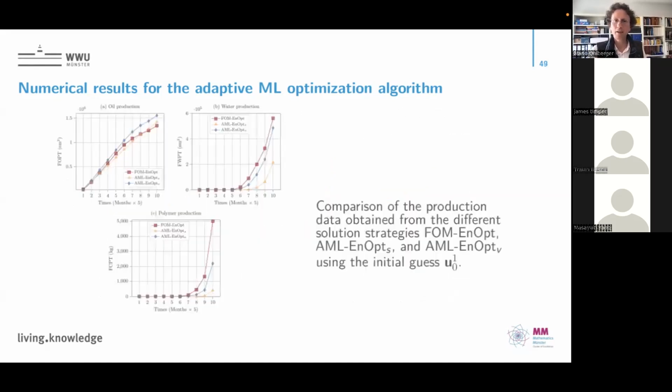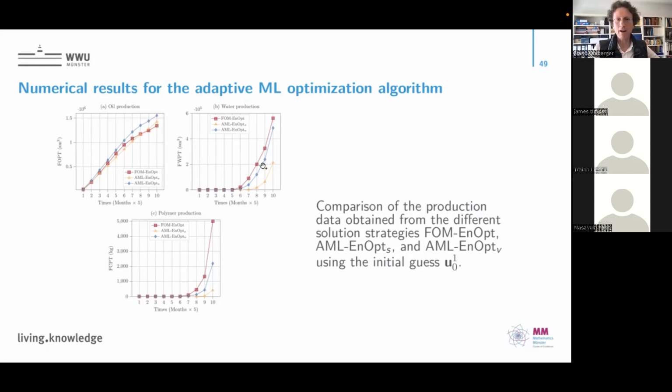So with this, I'm at the end of the talk. This is just to show you how this optimal control then differs in oil production, water production, and polymer production. Here you see that in oil production, the new machine learning models give a much higher exploitation of oil than was obtained with this optimal solution just using the full order model. And in the other components, water production and polymer production, which is a cost in this case, the full order model gave much higher rates than the machine learning model.